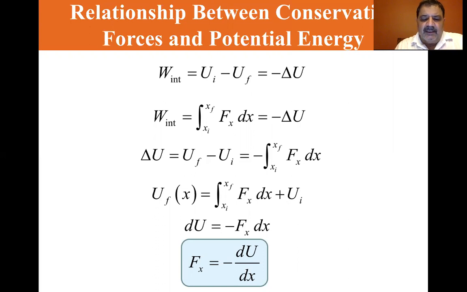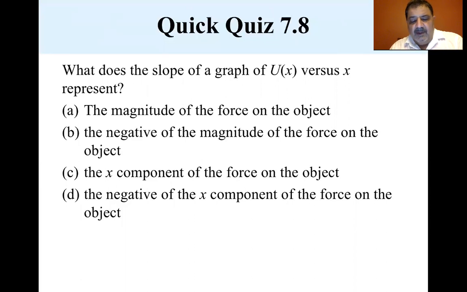Okay, let's take a little quiz. What does the slope of the graph of U of x versus x represent? A, the magnitude of the force on the object; B, the negative of the magnitude of the force on the object; C, the x component of the force on the object; or lastly, D, the negative of the x component of the force on the object.